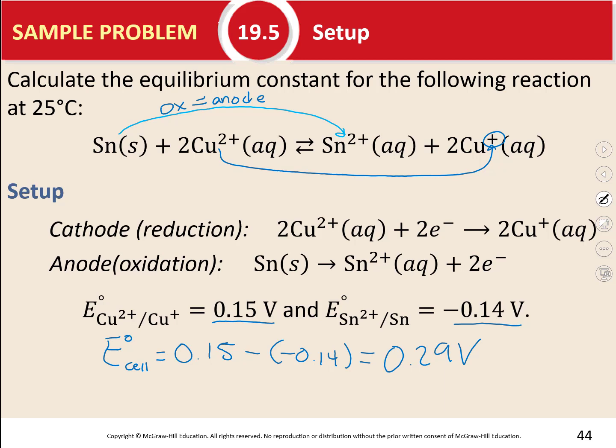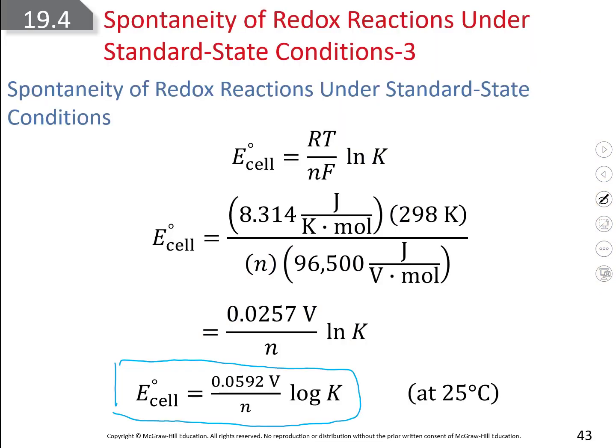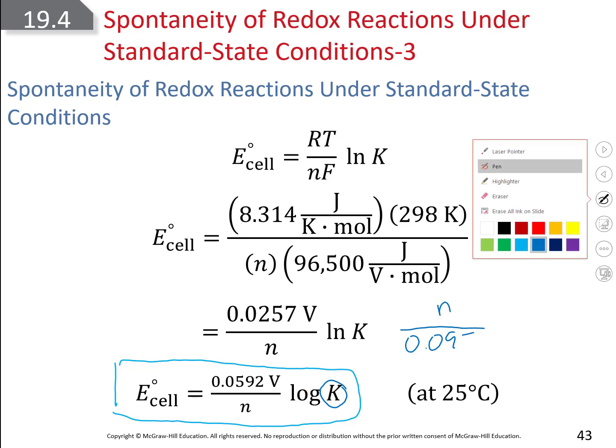So remember our equation that contains K here says E standard of the cell is equal to 0.0592 volts over N times log K. If we want to solve this for K, let's go ahead and just off to the side there, solve it for K. So first we're going to move this fraction to the other side. If you move the fraction to the other side, what happens to it? It flips. Good. So we end up with N on the top, and 0.0592 on the bottom.